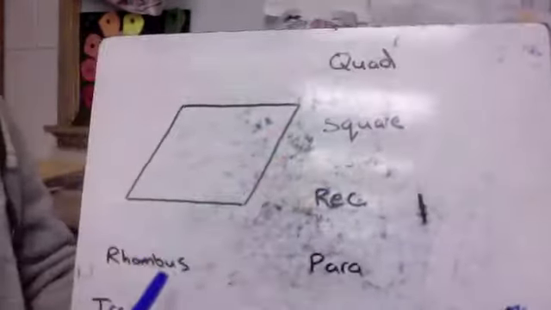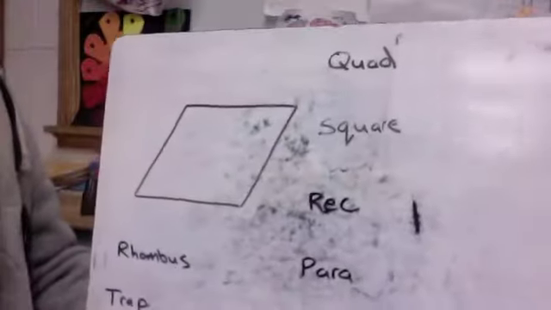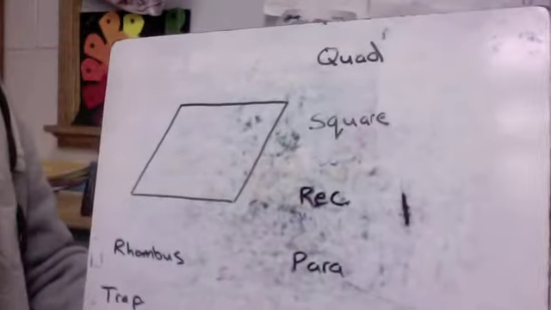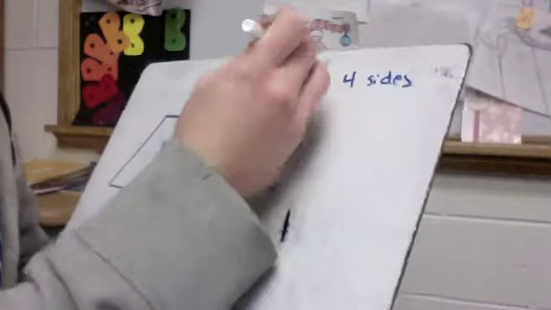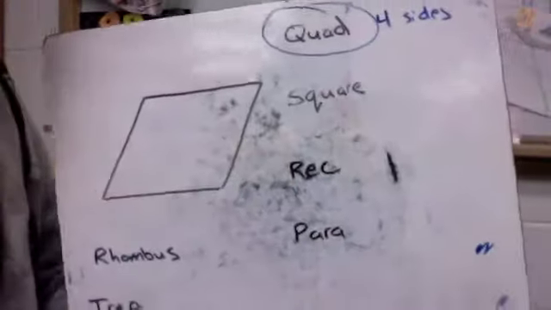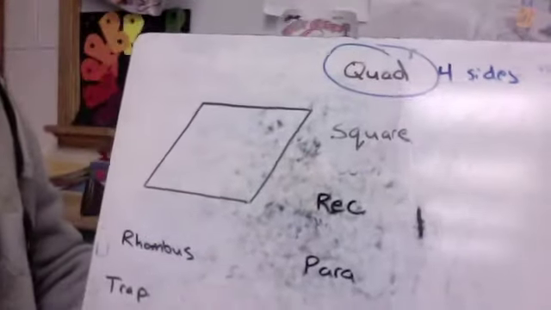Okay, so we're going to start with the quadrilateral. Quadrilateral just has to have four sides. We've got four sides, so it's a quadrilateral. So I will circle that. That's definitely a quadrilateral.